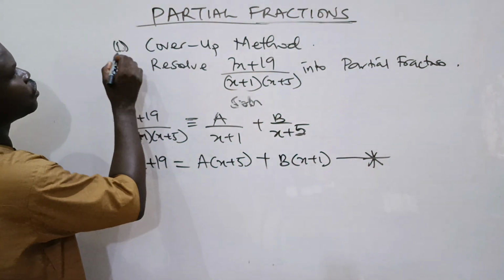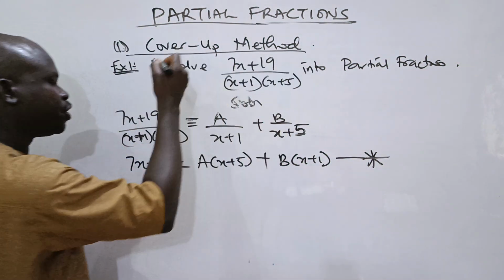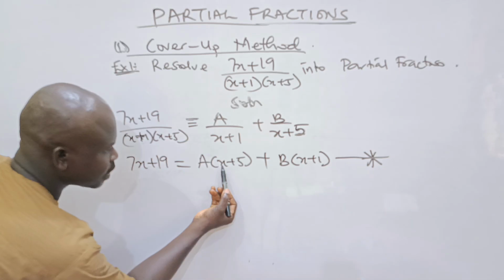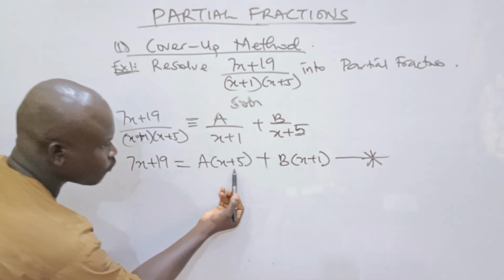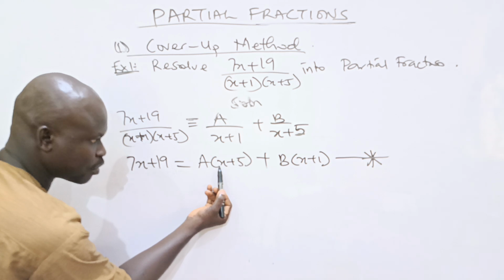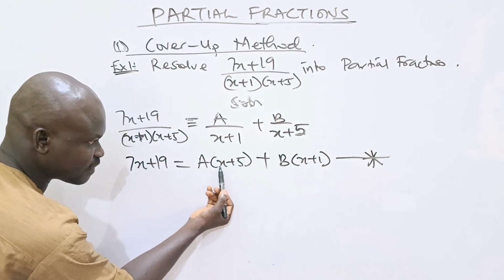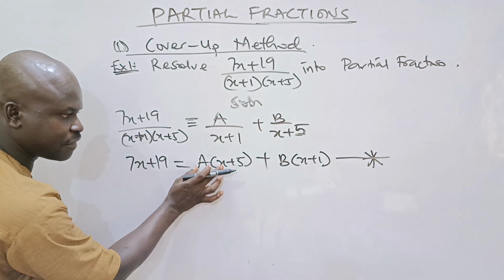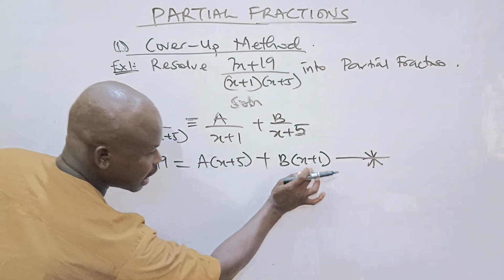But I said we want to use the first method, the cover-up method. What do we do under the cover-up method? This is what you do. Check x here. What do we have here? We have x + 5. If I put x equal to minus 5, then minus 5 plus 5 will be 0. Once my x is equal to minus 5 here, everything here will vanish, and we'll be able to get the value of B.